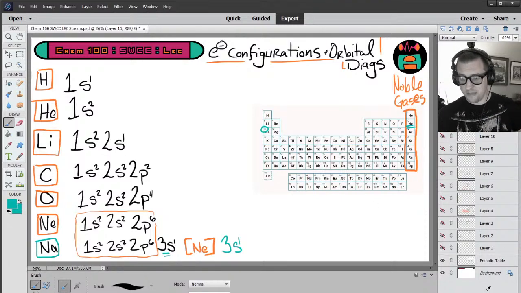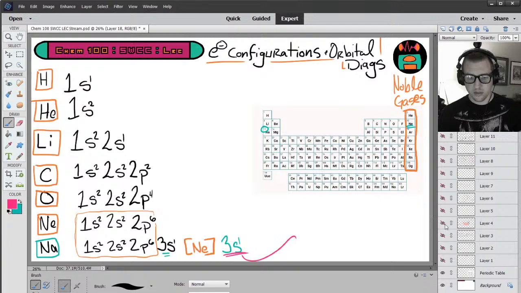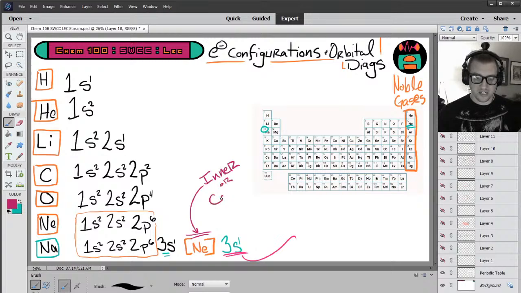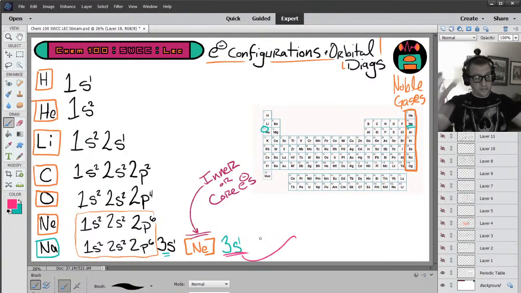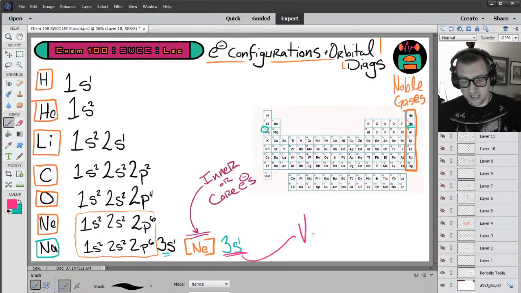All right. This right here and this right here each have a name. The electrons that are contained in the noble gas configuration, these are called the inner or core electrons. And then the electrons that are outside the noble gas abbreviation, the extra ones built on the outside, these are called the valence electrons.